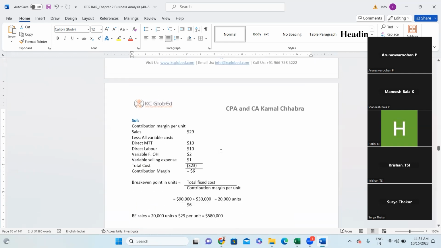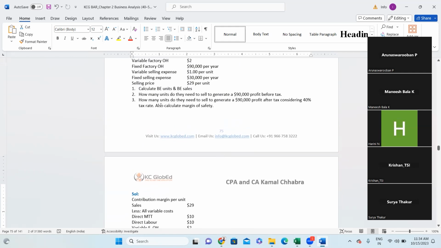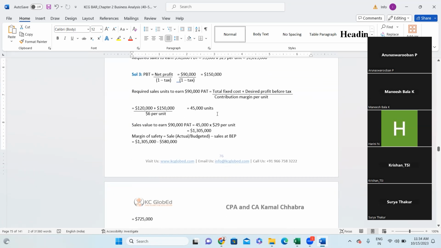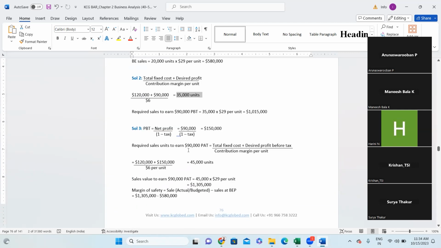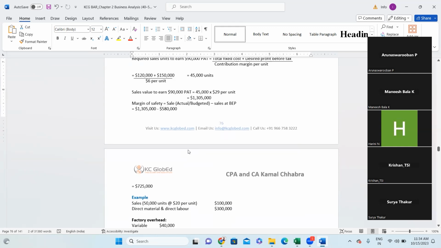If they ask you to calculate the margin of safety, also calculate the margin of safety. How do you calculate margin of safety? It is equal to sales, which is actual or budgeted, minus sales at break even. So $1.305 million minus 580,000, which we have calculated as sales value at break even. This will give you $725,000 as the margin of safety. Make sense?